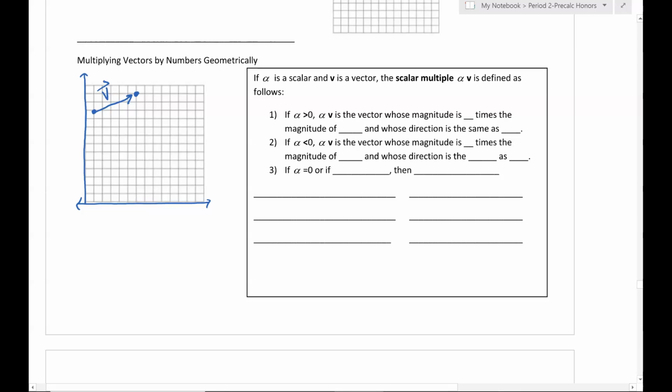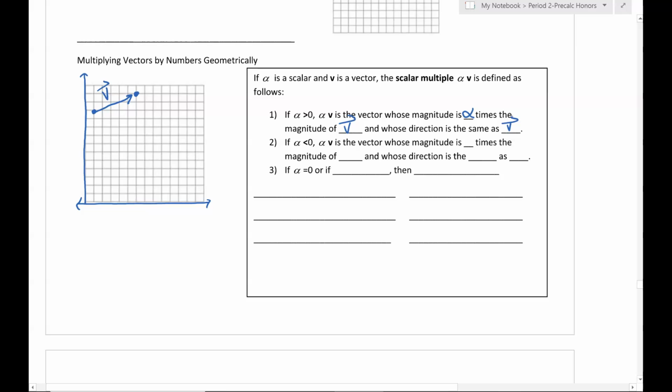All right, so there's a given vector v. It says in the box, if alpha is a scalar and v is a vector, the scalar multiple alpha times v is defined as, number 1, if alpha is positive, then alpha times v is the vector whose magnitude is alpha times the magnitude of vector v, and whose direction is the same as vector v.